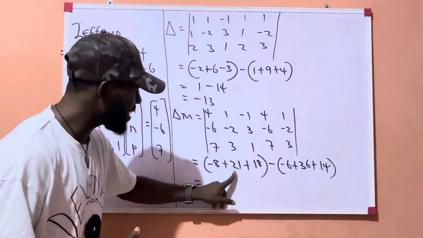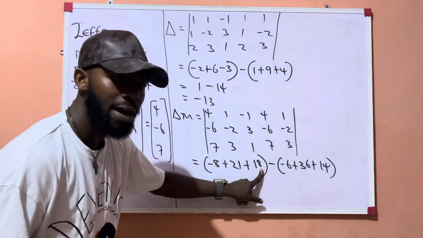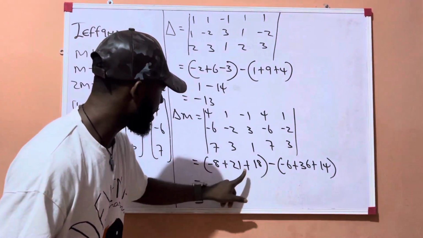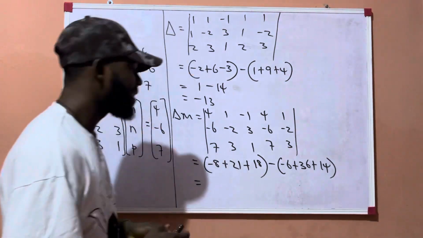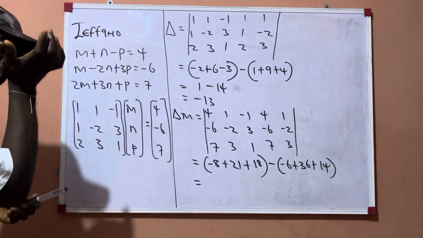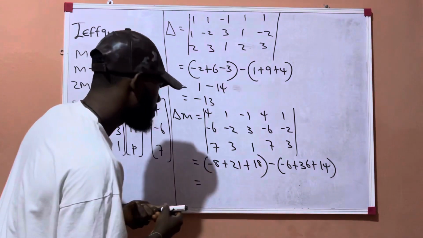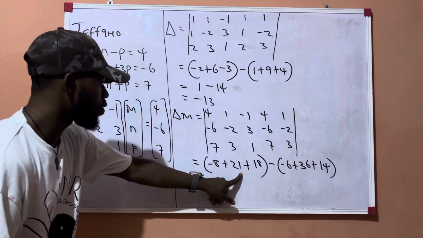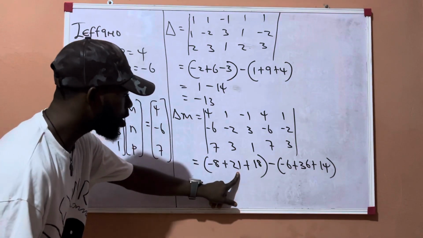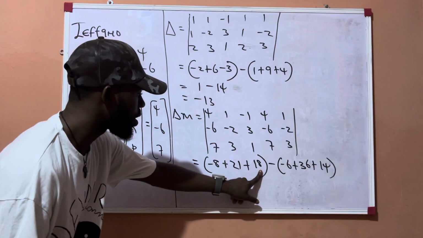Okay, now that 13 naira plus 18 naira is going to give us 31 naira. Now, if we have 31 naira, okay, minus 8 plus 21 is 13. 13 plus 18 will give us 31.